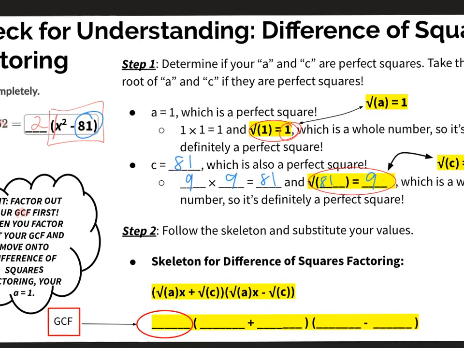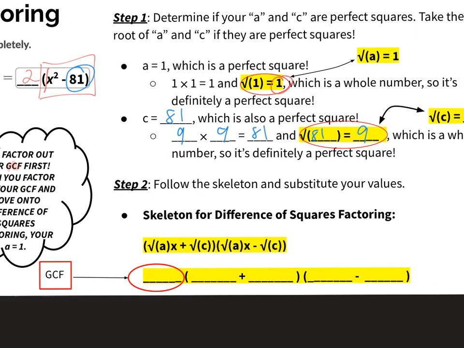Okay? So now that I've done that, I just want to follow the skeleton for my difference of squares factoring. So first things first, I'm going to put my GCF outside so I don't forget about it, and my GCF in this case was 2, so I'm going to write that outside here. Now I'm going to follow this basic skeleton, right? So the square root of a was 1, so I'm going to write 1x, right? Plus the square root of c, my square root of c was 9, so I'm going to write 9 here. Same kind of thing, I should be writing out the same expression. The only thing that changes is this minus sign right over here. Right? So I'm just going to put everything else as the same. 1x minus 9. And that's going to be my fully factored expression.